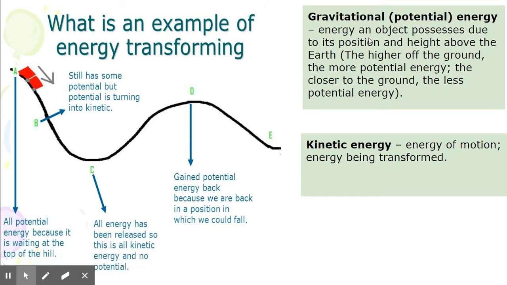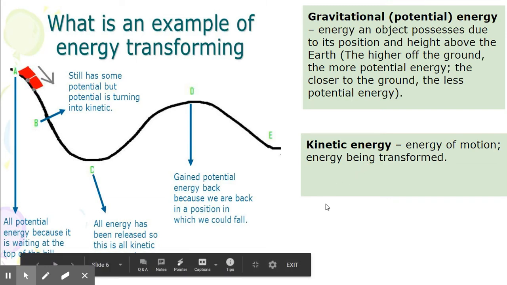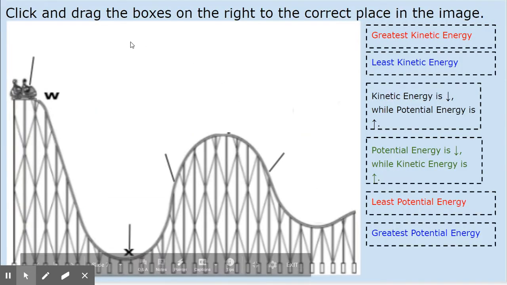So, definition of gravitational potential energy: it's energy an object possesses due to its position and height above the earth. The higher off the ground, the more potential energy. The closer to the ground, the less potential energy. Kinetic energy, energy of motion, energy being transformed. Let's drag and drop the boxes on the right to the correct places in the image.